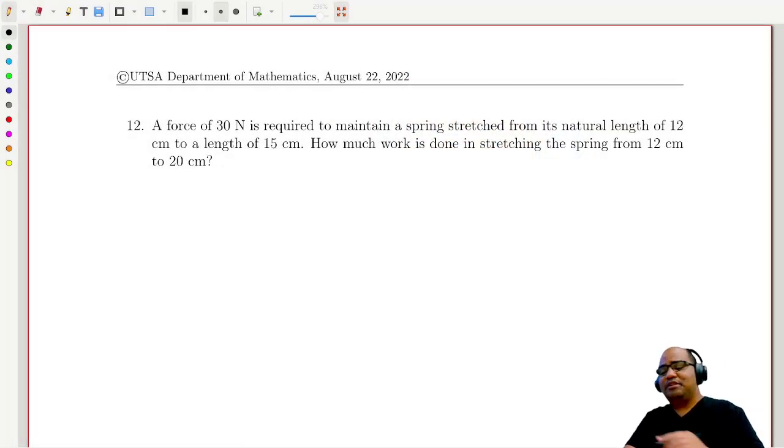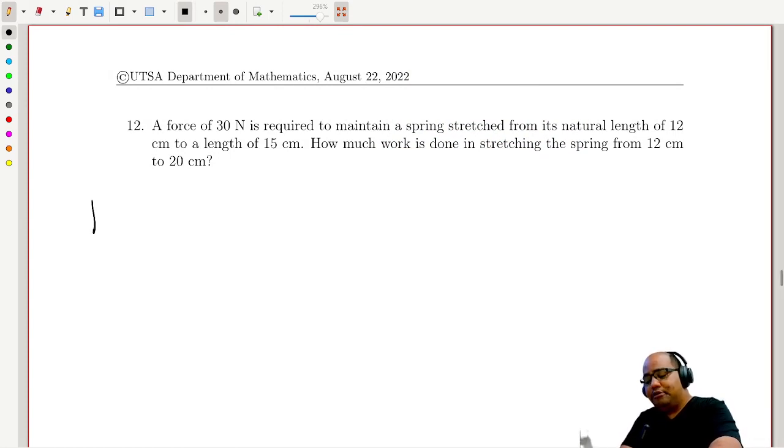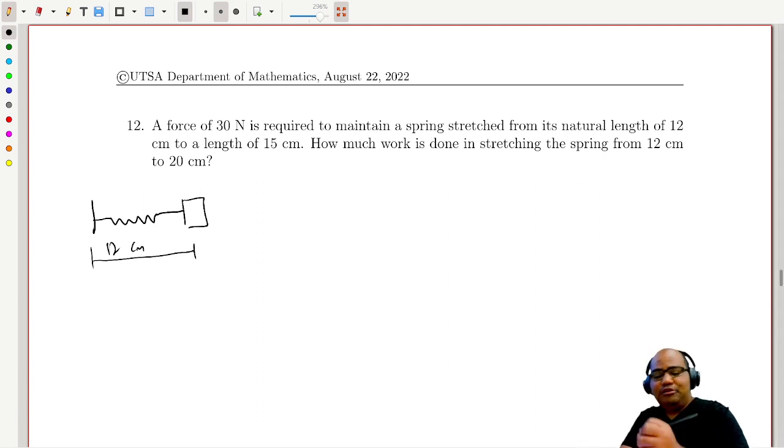So let's begin with this one here. Let's draw the picture as we go along. So we have a spring here, and the natural length of the spring is 12 centimeters. So let's go ahead and write that in here. This is 12 centimeters, and it requires 30 newtons of force to stretch it to 15 centimeters. So this chunk here, that's an additional 3 centimeters, and it requires 30 newtons of force to stretch it.